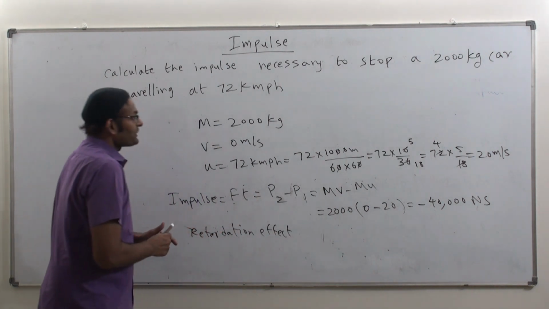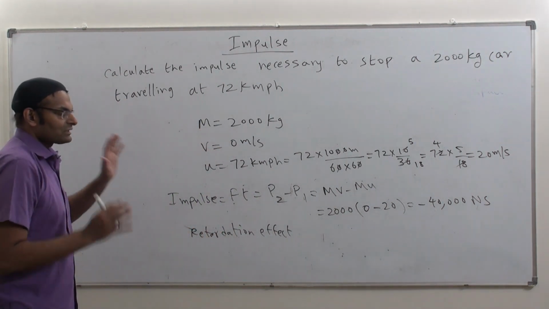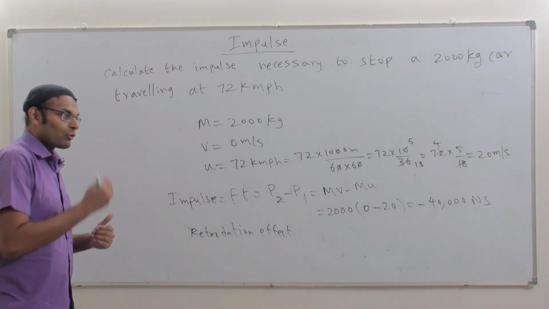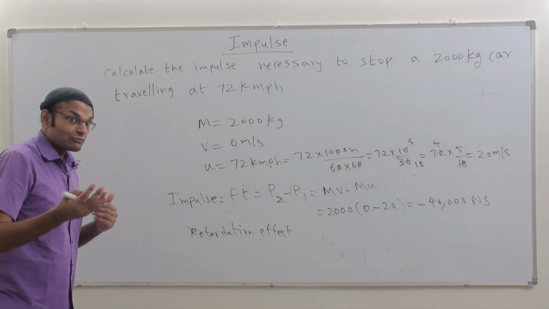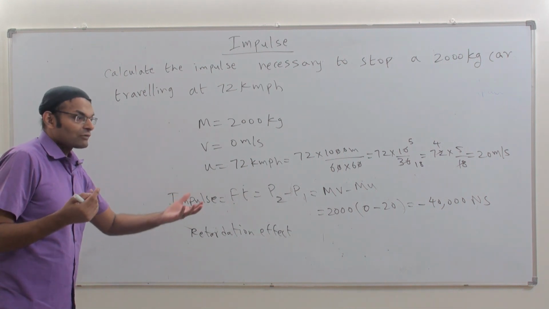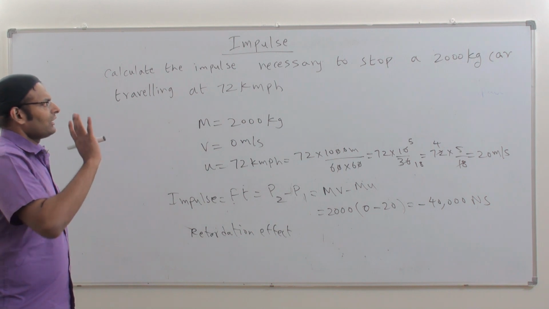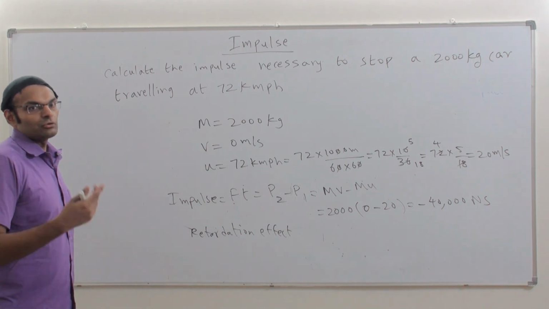So you can see impulse is stopping it. Check, the car is coming to a halt. What happens? There is an impulse coming into the picture. There is a retardation force acting on the car for a certain amount of time. What happens? The car comes to rest. This is a basic concept of impulse. Let's go to the next concept.